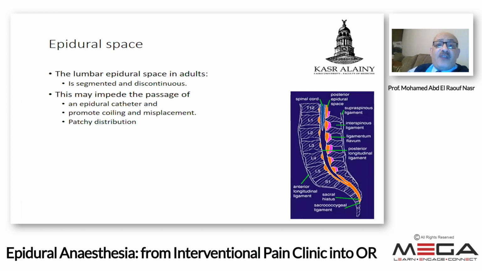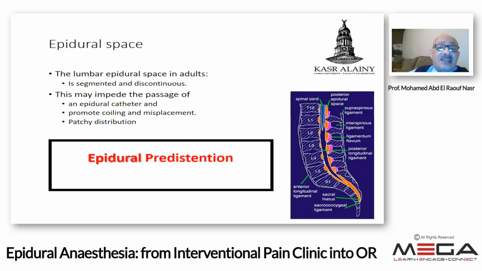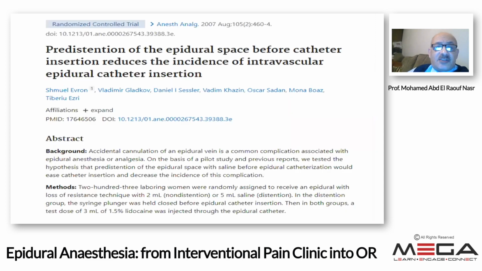This might lead to failure of epidural catheter insertion, promote coiling of the catheters, and lead to a patchy distribution. And the concept of epidural predistension, which I highly recommend using, is injecting about 10 milliliters through your epidural needle to open this discontinuous segmentation and facilitate your catheter insertion. There is a lot of publication about predistension of the epidural space.